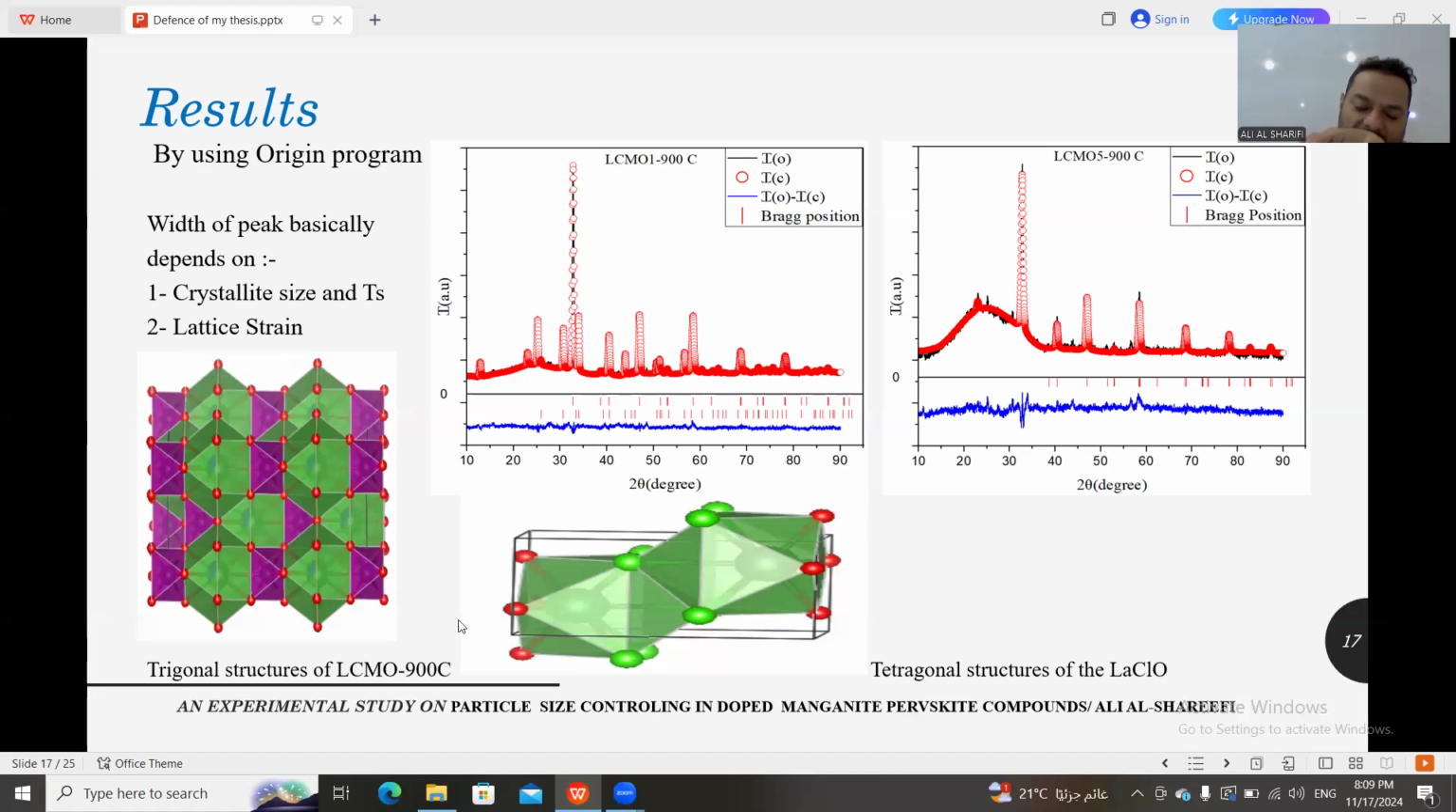Here is the crystal structure of the impurity, which was lanthanum chloride oxide, and here the main structure. It's very clear, the MnO6, it's very important. I focused on it to calculate, by using the VESTA program, the manganese oxygen bond length and the manganese oxygen manganese angle. I will talk about all of them in the next slide at results.